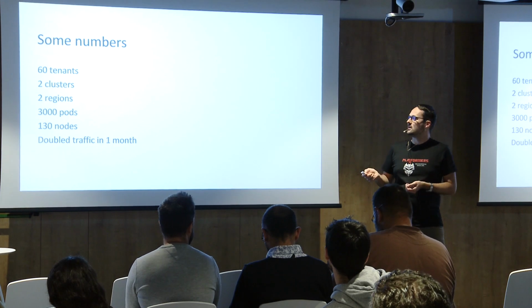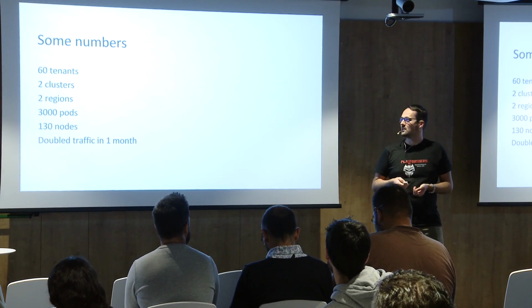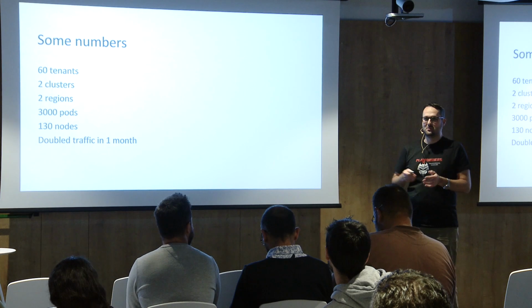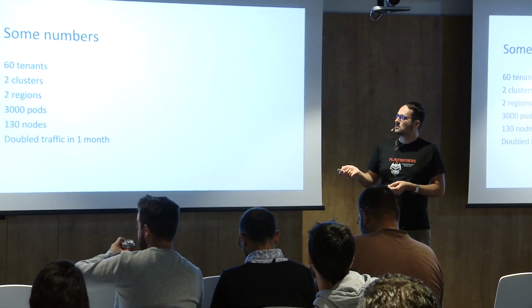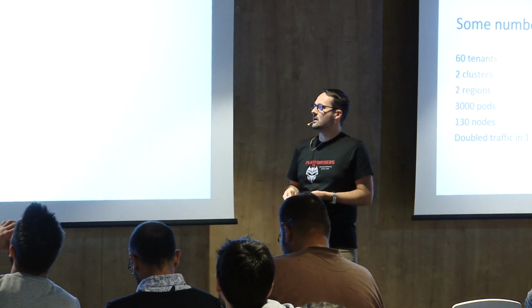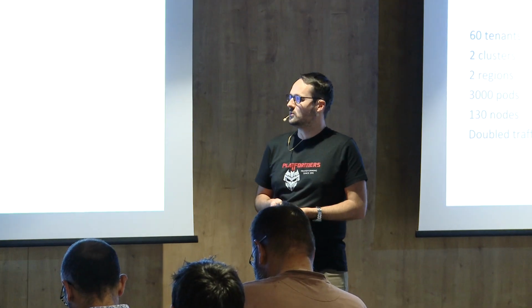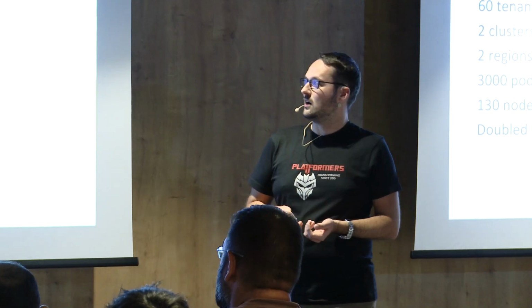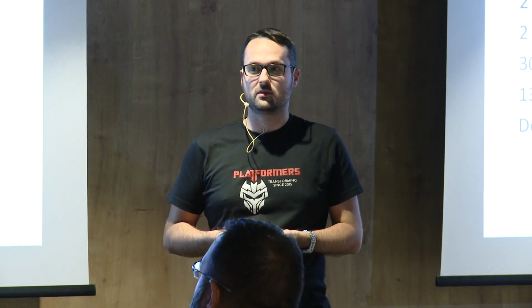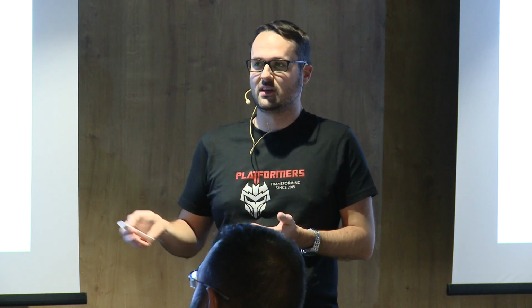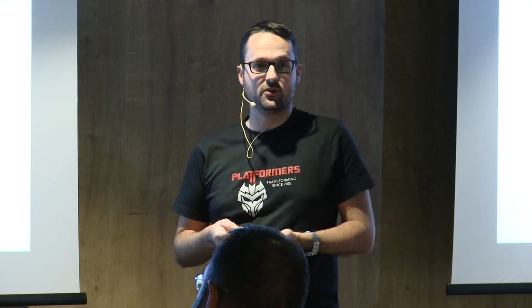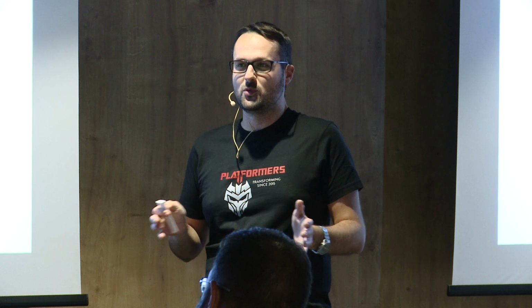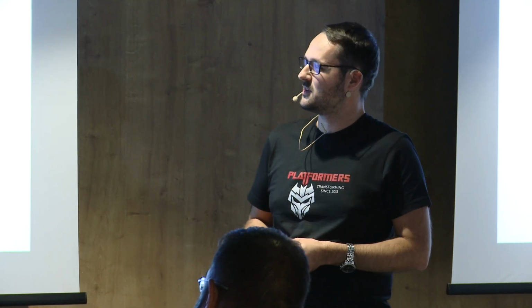So this cluster, we need to serve 60 tenants. We may come back to what is a tenant afterwards. We actually have 2 clusters currently running in production, in 2 regions, one in Europe and one in the US. We are running over 3,000 pods, actual workload, excluding the system pods. This cluster is running 130 nodes. Obviously, not everything is fully packed, so we have some room for optimization.